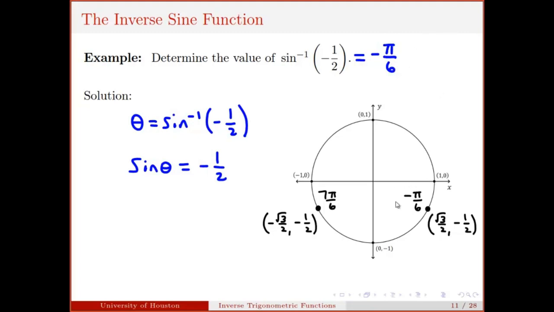Note carefully that we called this angle negative pi over 6 and not 11 pi over 6. This distinction is important when working with inverse trig functions.